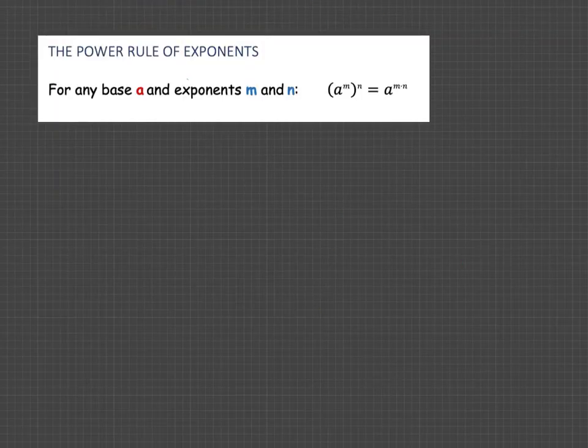Now we have the power rule of exponents. That word power is going to imply that we are taking an exponent to an exponent. There's going to be 2 exponents applied to one single base.